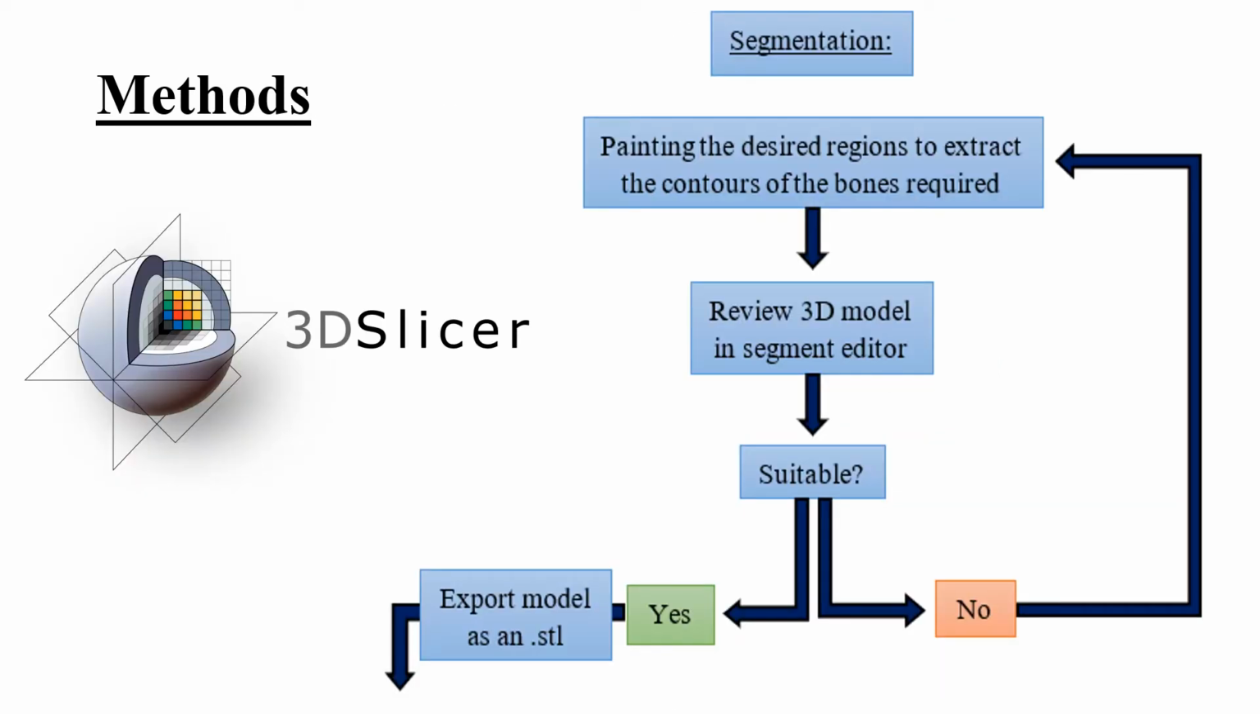The first methodology was the segmentation of the dataset, which was carried out using 3D Slicer. The painting tool with a threshold set on it was used to extract the contours of the required bones and was then viewed in the segment editor as a 3D model. If the model looked acceptable, then it would be exported as an STL file. If the model wasn't suitable, then it would go back to the painting stage of the segmentation to manually touch up the models.